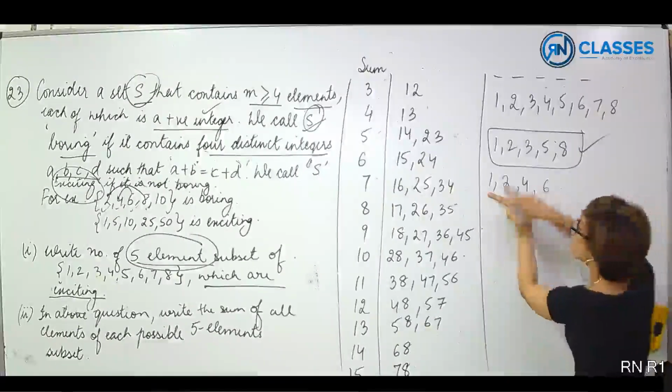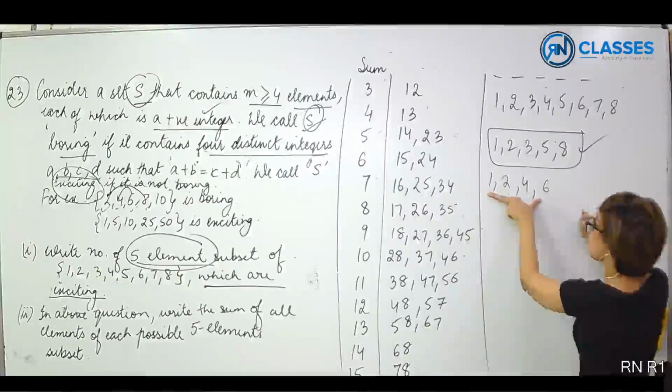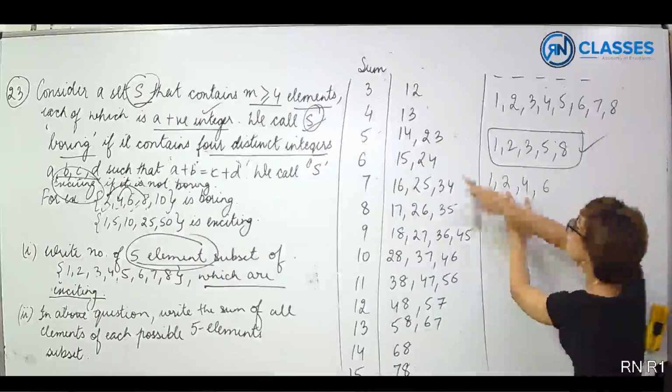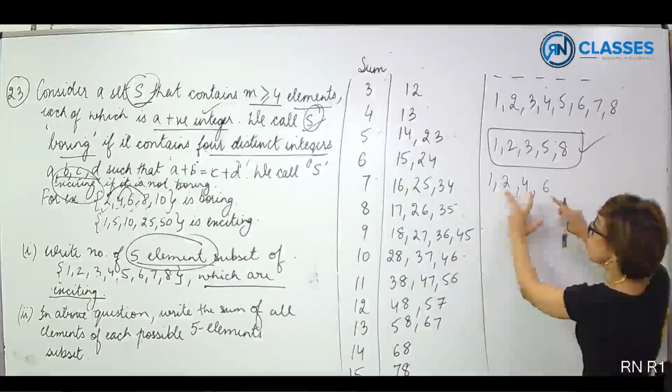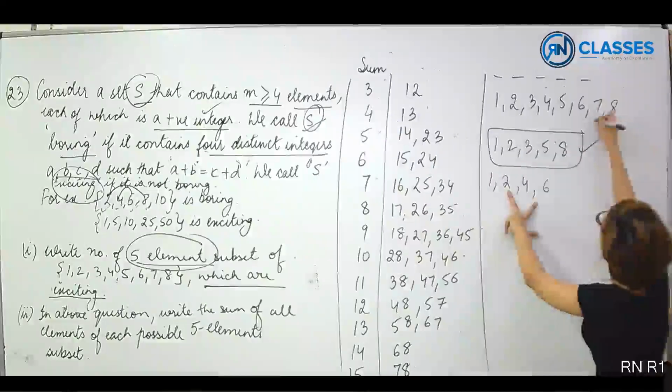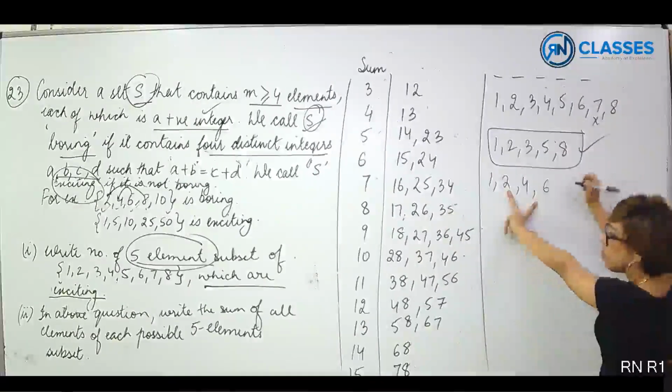If that is the case, 5 and 4 are already not there, so it's okay. 2, 4. 2, 4. 5 is not there. It's absolutely fine. 2, 6. I cannot put in 7 now. So that means I can put in 8.